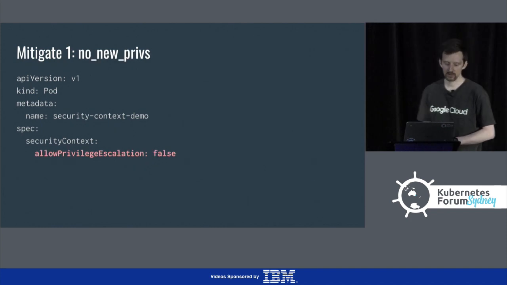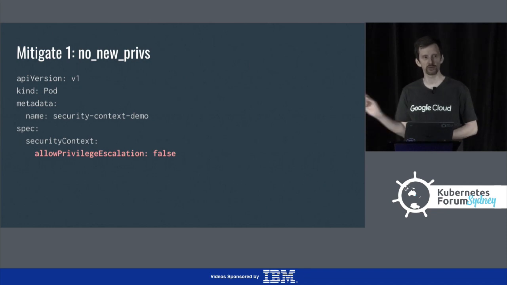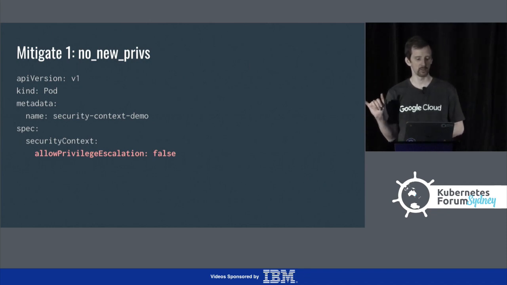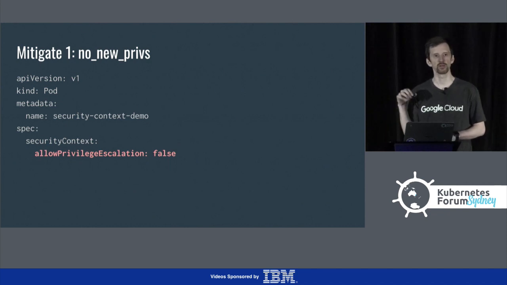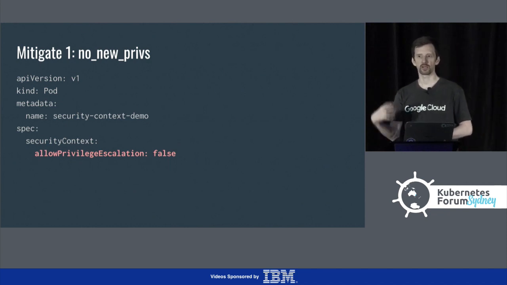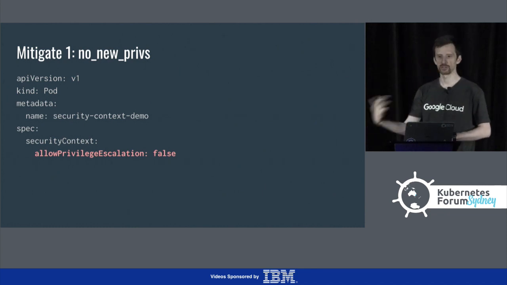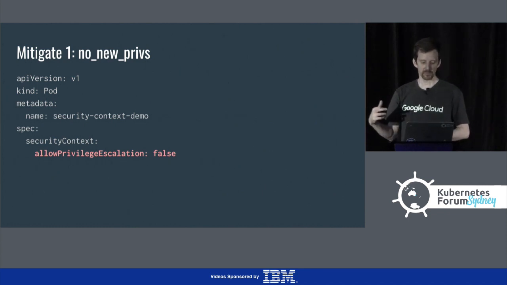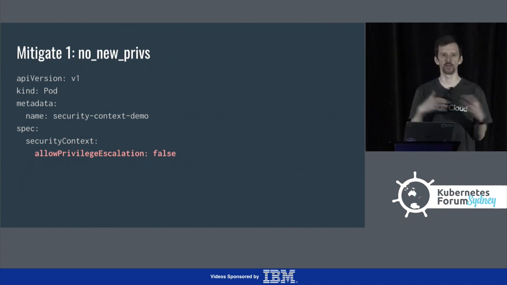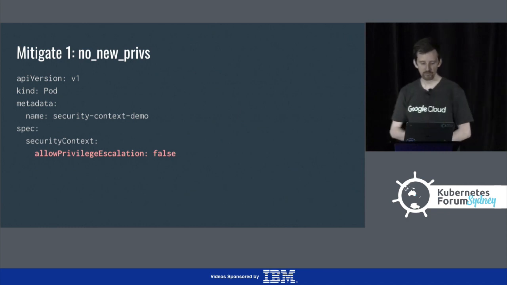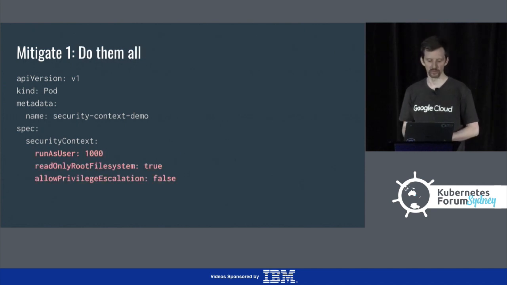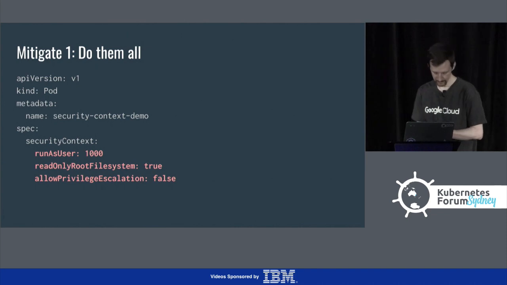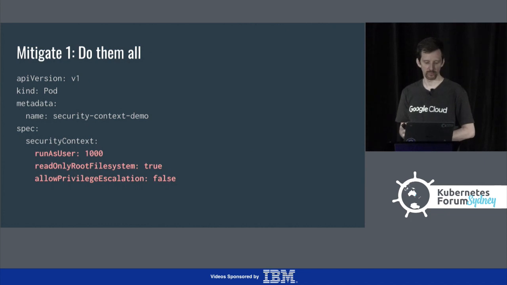Another is to set allow privilege escalation to false. This effectively sets the no-new-privileges bit for your application, which means that if an application execs another application, runs a shell or something like that, that particular application will not be able to have privileges that are greater than the application that's executing it. So this makes it a little bit harder to get higher privileges. So doing all of those things is a recommended good practice.